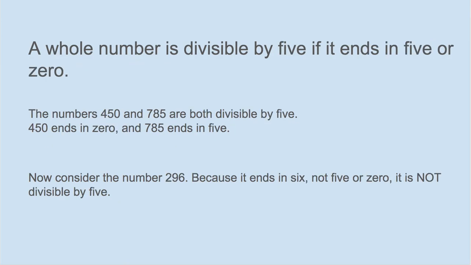A whole number is divisible by 5 if it ends in 5 or 0. The numbers 450 and 785 are both divisible by 5. 450 ends in 0, and 785 ends in 5. Now consider the number 296. Because it ends in 6, not 5 or 0, it is not divisible by 5.